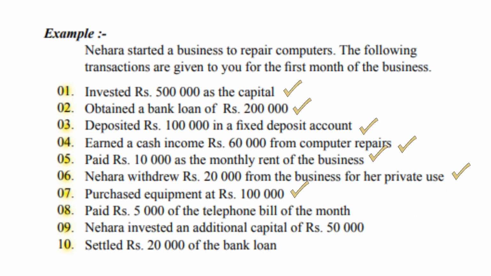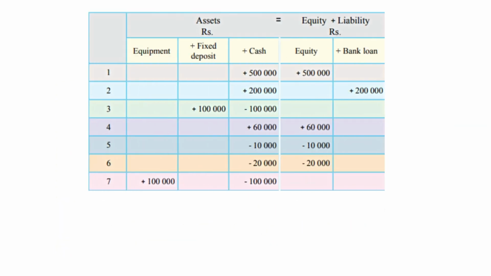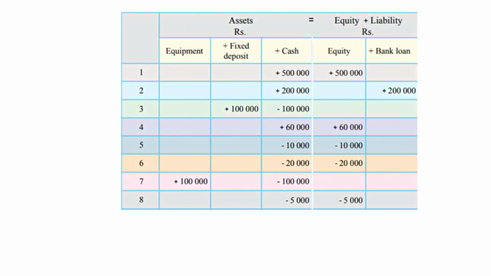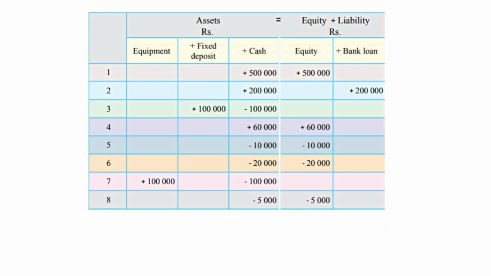Then the next one is purchased equipment at rupees 100,000. So here rupees 100,000 is taken from cash and equipment is purchased. Therefore cash minus 100,000, and the equipment column is added with that 100,000. Next one is paid rupees 5,000 of the telephone bill of the month. Here 5,000 is taken from cash and the telephone bill is paid, therefore cash minus 5,000, and equity minus 5,000.